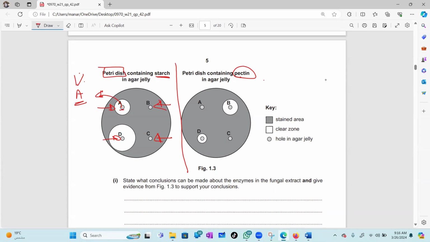What did you say about A? Did it digest lots of starch or little starch? Compare it to D, for example. Can you tell me? Hello? Who will give me an answer? Can you hear me?